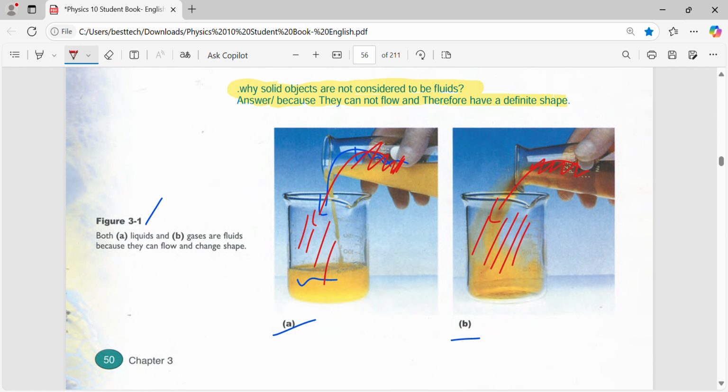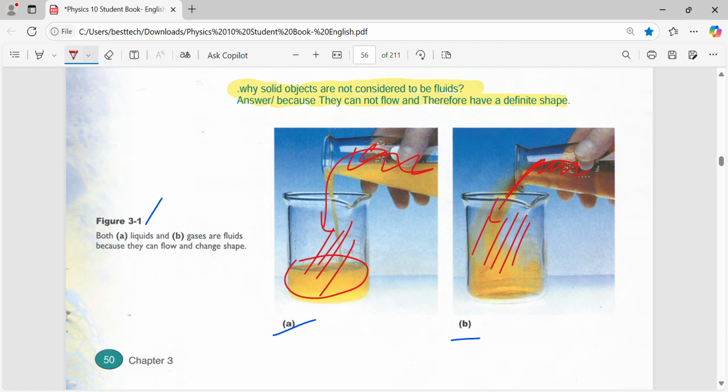The second property that both liquid and gas have is that they alter their shape. Alter means they can change their shape. We said the liquid takes the shape of the container. For example, look at this picture. At first the liquid was in this container and took its shape, but when it flows into this other container, it takes the shape of this container. So liquid takes the shape of the container.